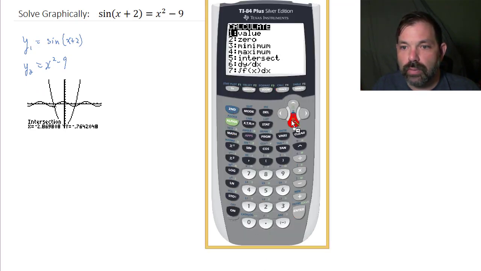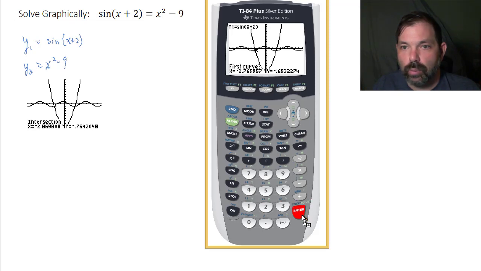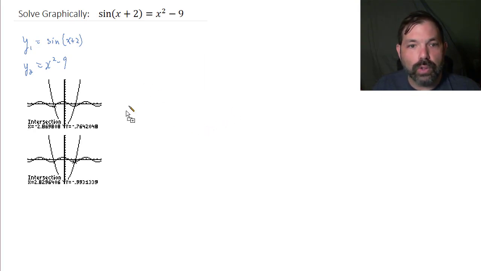Calculate the second point of intersection. Curve 1 is the sine curve. Curve 2 is the quadratic. And let me move my cursor to the right and get the second point of intersection. Alright, so using that information, and those are the only 2 points of intersection, I would write the solution.